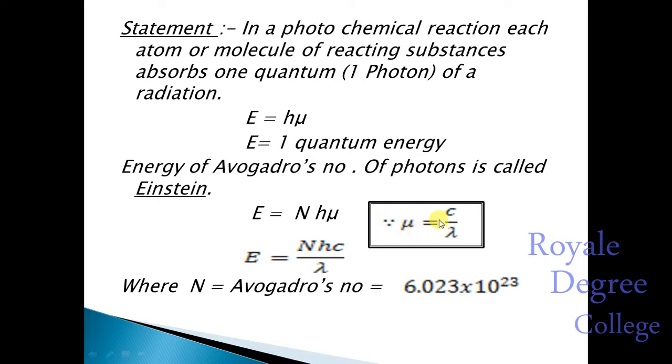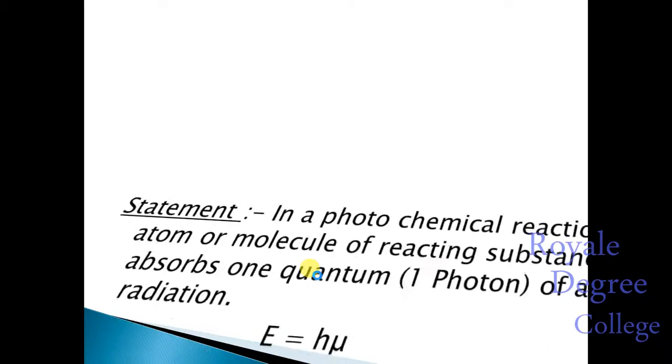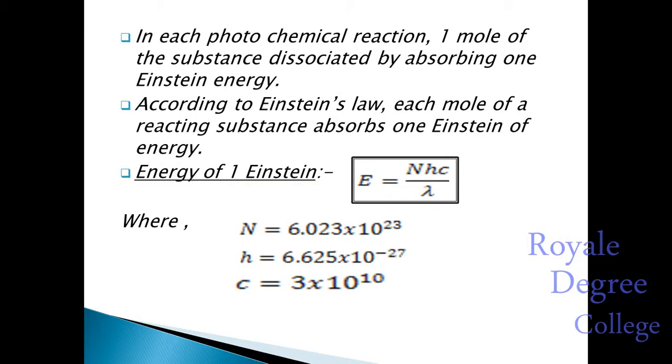Since the value of ν is equal to c by λ, in this formula, in place of ν, we write c by λ. Rest of the things are as it is. Where N is called the Avogadro number and its value is constant, that is 6.023 × 10^23. In each photochemical reaction, 1 mole of the substance dissociates by absorbing 1 Einstein of energy. According to Einstein's law, each mole of a reacting substance absorbs 1 Einstein of energy.